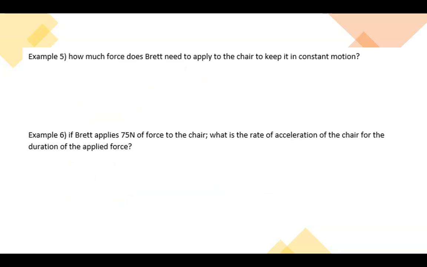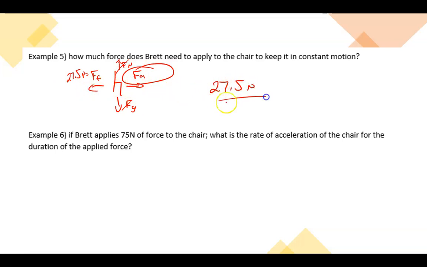To keep it in constant motion, how much force does Brett need to apply? Well, to keep it in constant motion, the net force has to be 0. The forces are the force of friction, the force applied, the force of gravity, and the normal force. Now, the normal force and the gravity cancel themselves out. The force of friction, we know, is 27.5 newtons, which means to keep it in constant motion, we're going to need to apply an equal and opposite amount, 27.5 newtons.